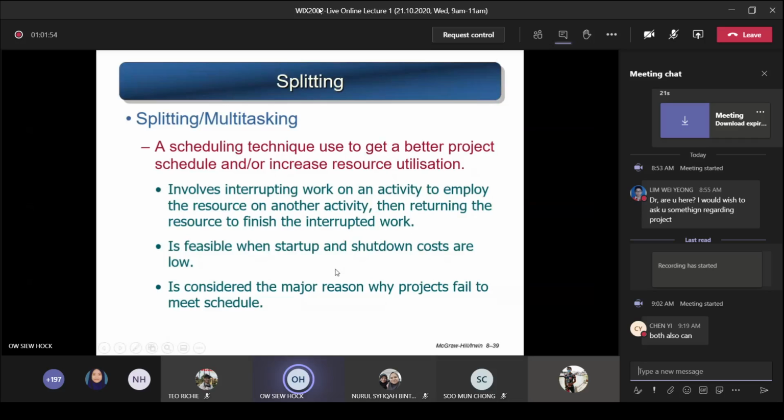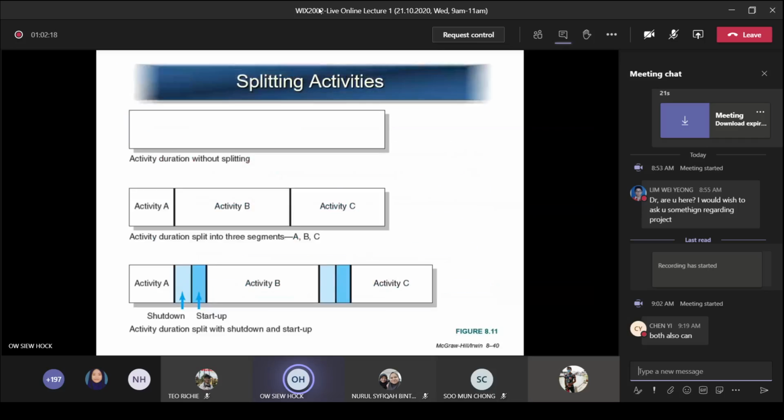So this is feasible when the startup and shutdown costs are low, you see. If it doesn't cost you a lot of money to shut down and then restart, then you can apply this multitasking, or what you call splitting. But it's considered a major reason why projects fail to meet schedule. You see, because you start, you stop, you start again. That will cause delay in the project duration. See, it will cost longer time.